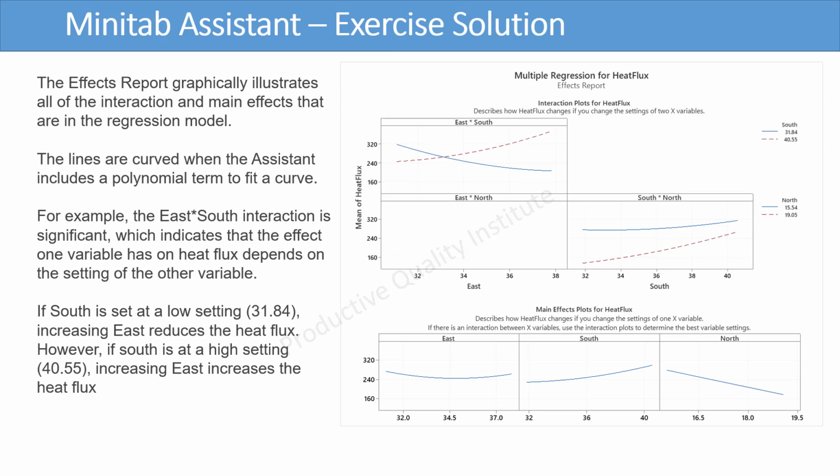The effects report graphically illustrates all of the interaction and main effects that are in the regression model. The lines are curved when the assistant includes a polynomial term to fit a curve. For example, the east-south interaction is significant, which indicates that the effect one variable has on heat flux depends on the setting of the other variable. If south is set at a low setting, 31.84, increasing east reduces the heat flux. However, if south is at a high setting, 40.55, increasing east increases the heat flux.